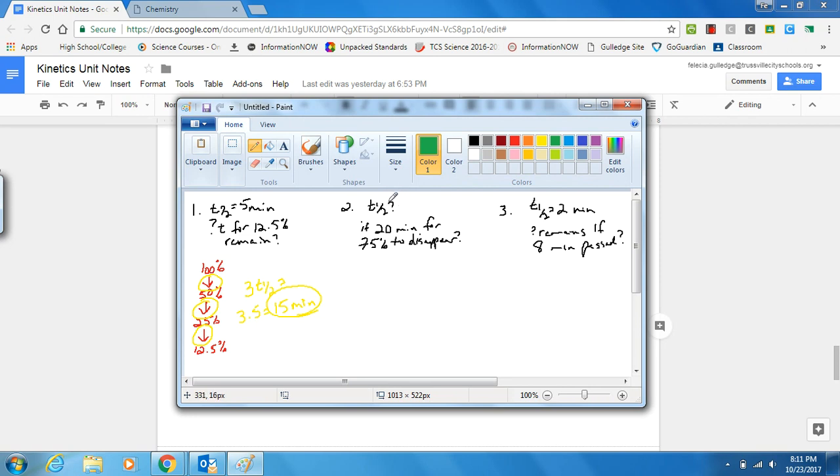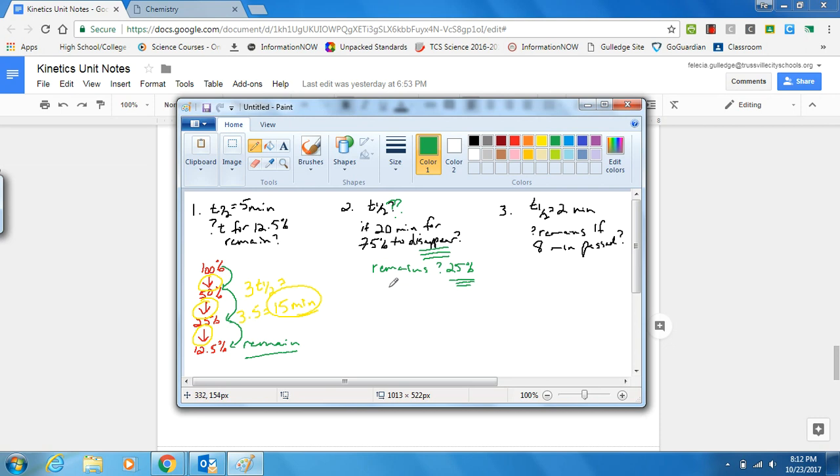We want to figure out the half-life now. So what is the half-life if 20 minutes is the time it takes for 75% of something to disappear? So remember when we were counting all of these values here? All of these values are the values that remain. So if I have 75% disappear, how much remains? Well, that would be 25%, right? So we want to figure out how many half-lives it takes to have 25% remain.